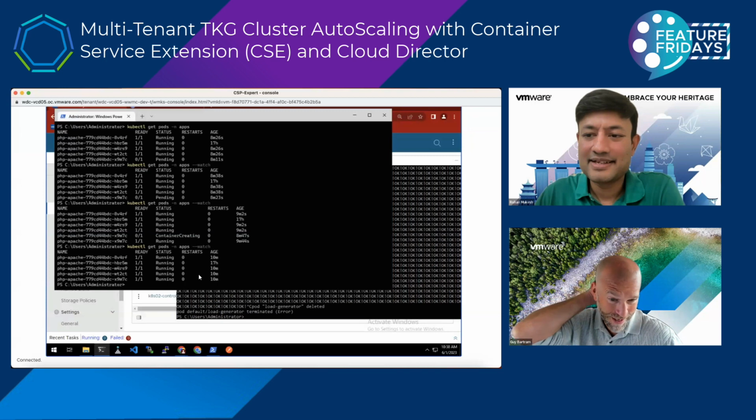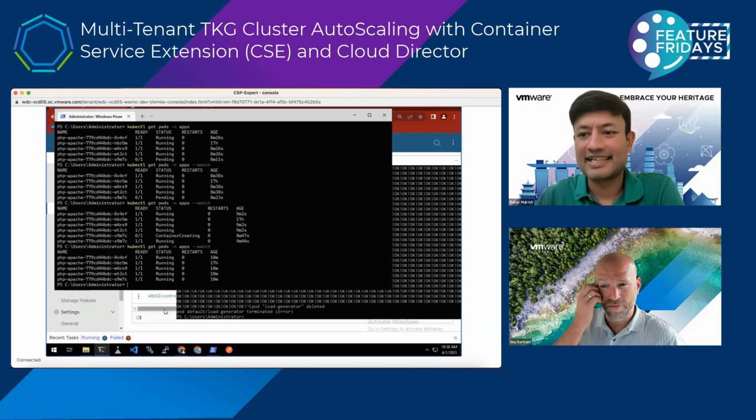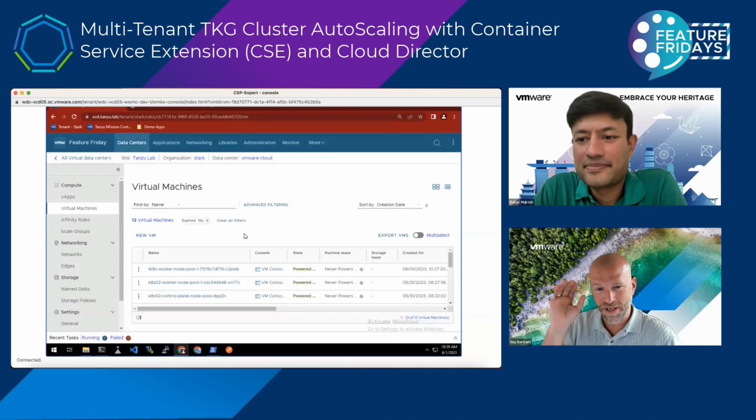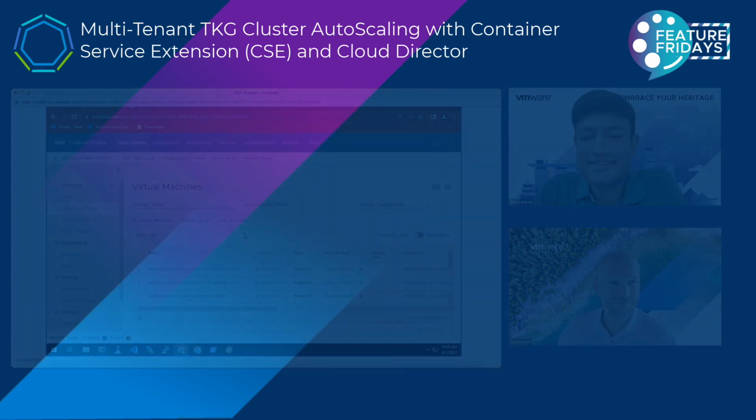Because we saw the scale groups, I think it was called, within VCD, the Cloud Director scale groups, that's right. Which was for non-Kubernetes horizontal scale of VMs and vApps. And now we've got the same at the Kubernetes cluster level and the Kubernetes node level. That's brilliant. It's full coverage.